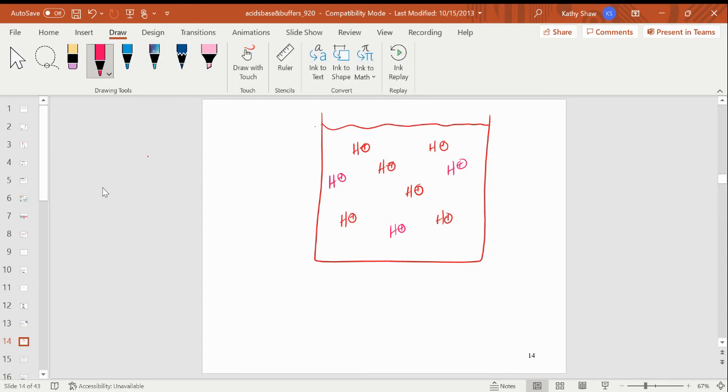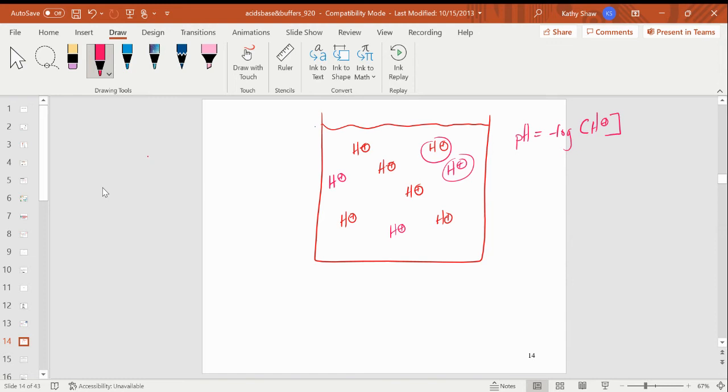Well, let's think about what our pH is. pH is the negative log of the molar hydrogen ion concentration. pH is the negative log of the concentration of hydrogen ions floating around, not attached to anything. If they're attached to something, they're not free hydrogen ions anymore.